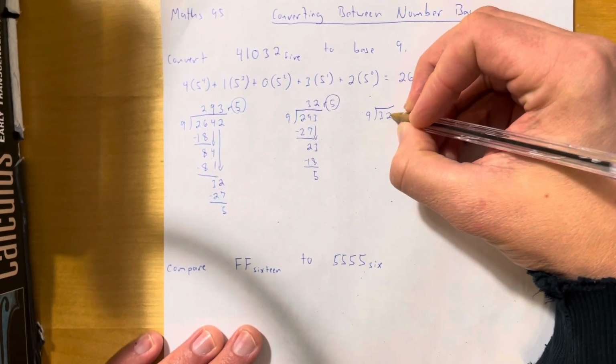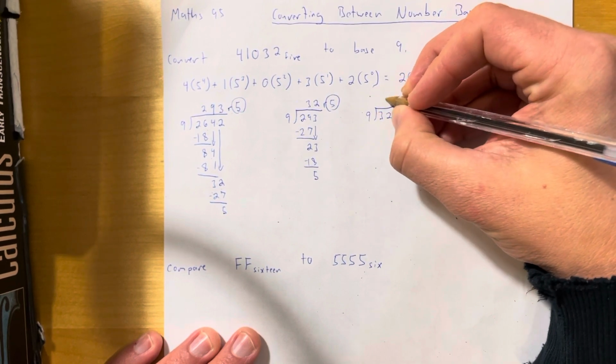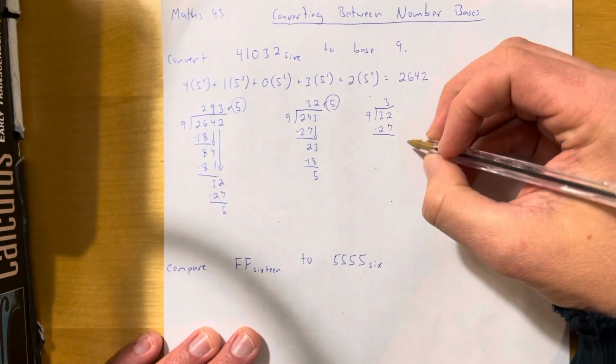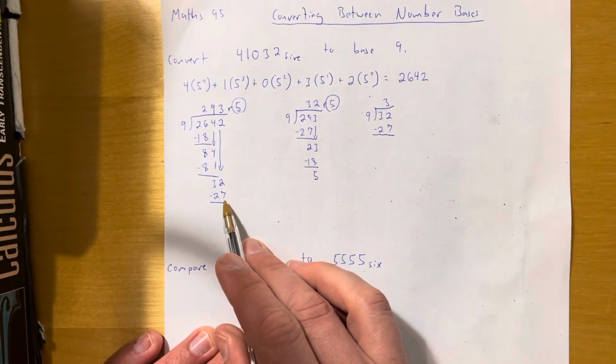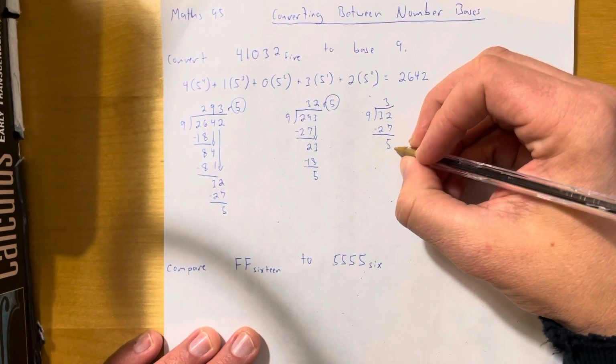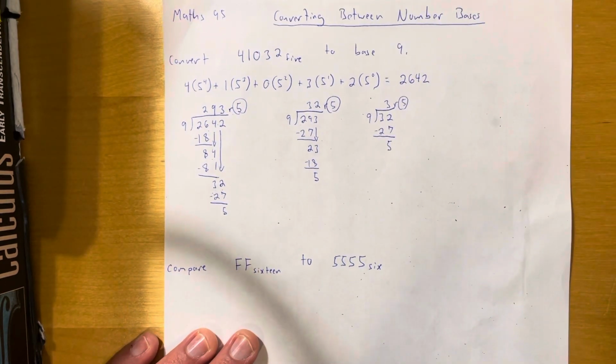32, which was my quotient before, divided by 9. 9 goes into 32 3 times. 3 times 9 is 27. Doing the subtraction here, notice it's the same subtraction we did over here, gives me a remainder of 5. And it's coincidental that I keep getting 5s here. There's not a deeper meaning behind that. It's just what I happen to be getting.